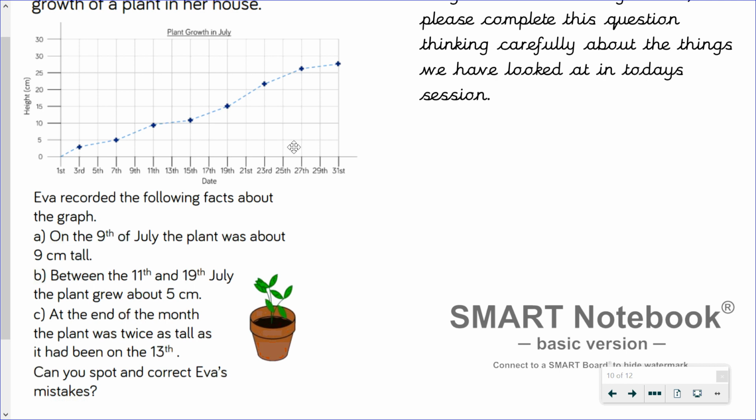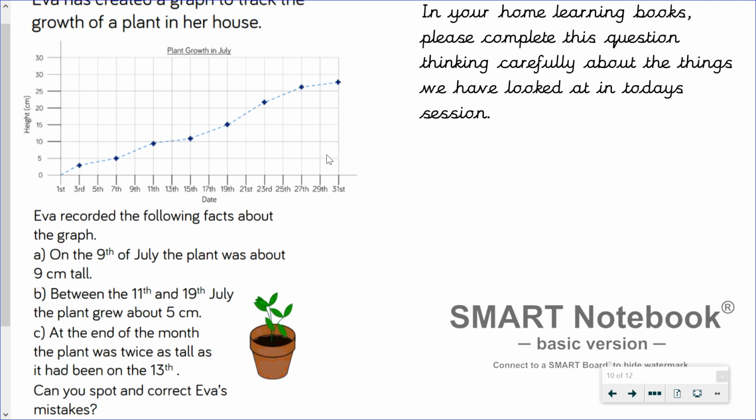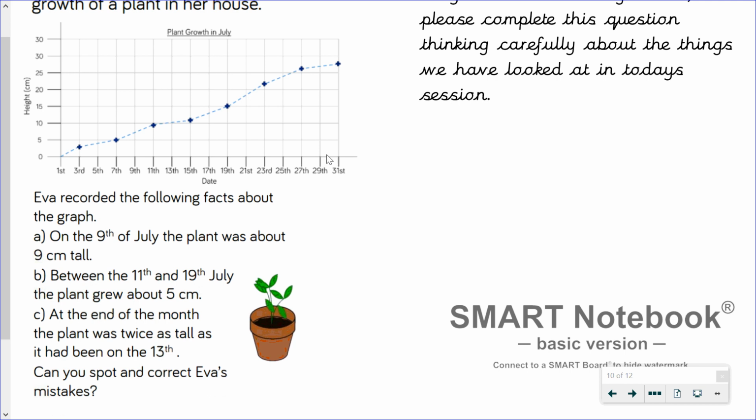So I want you to spot and correct Eva's mistakes. So for A, B, and C in your home learning books, if they're incorrect, correct them and tell me how we do them correctly. And if they are correct, just tell me that Eva got that one right. So off you go and have a go at that one, and then we will go through answers.